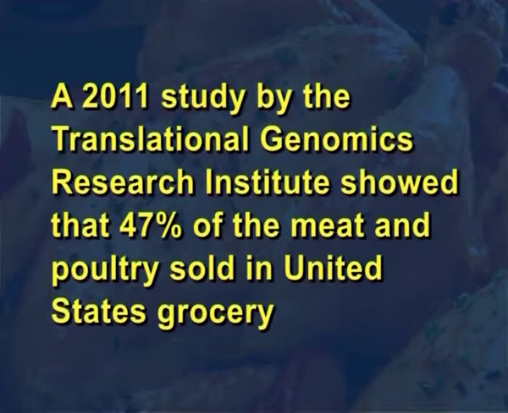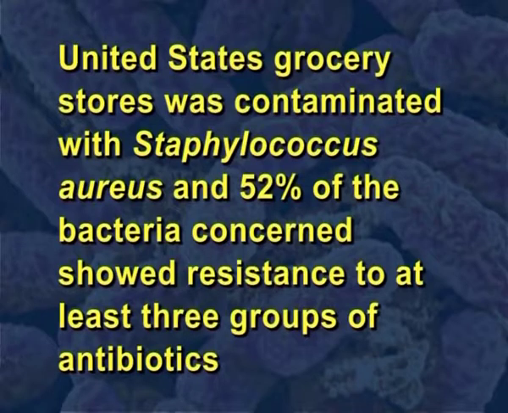A 2011 study by the Translational Genomics Research Institute showed that 47% of the meat and poultry sold in United States grocery stores was contaminated with Staphylococcus aureus, and 52% of the bacteria concerned showed resistance to at least 3 groups of antibiotics. Thorough cooking of the product would kill these bacteria, but a risk of cross contamination from improper handling of the raw product is still present.